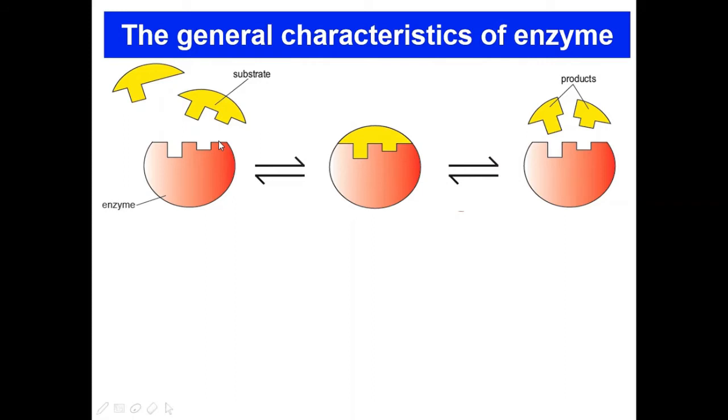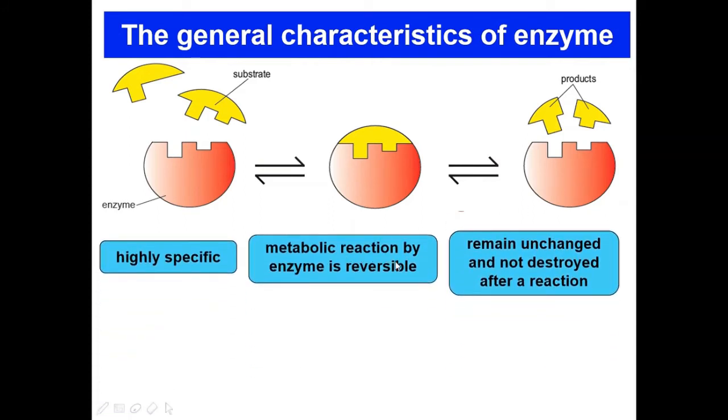Now what else can you get from this picture? Look at the shape of the enzyme. Do they change shape after a reaction? No. This indicates that an enzyme remains unchanged or does not get destroyed after a reaction. Besides that, metabolic reaction by enzyme is reversible.